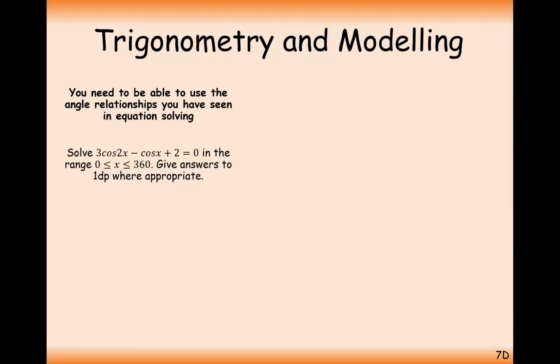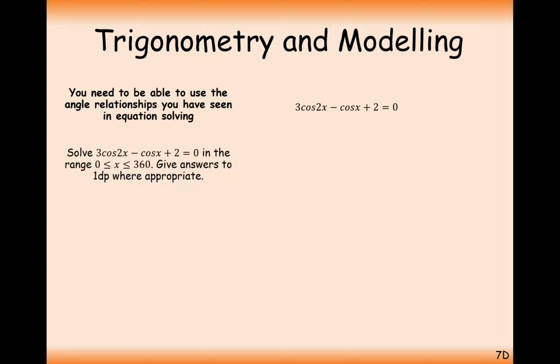Okay, another different question here with a different strategy. It's going to be a different strategy that we're going to use this time. The question is 3 cos 2x minus cos x plus 2 equals 0. All answers in the given range from 0 to 360. Give your answers to 1 decimal place where appropriate.